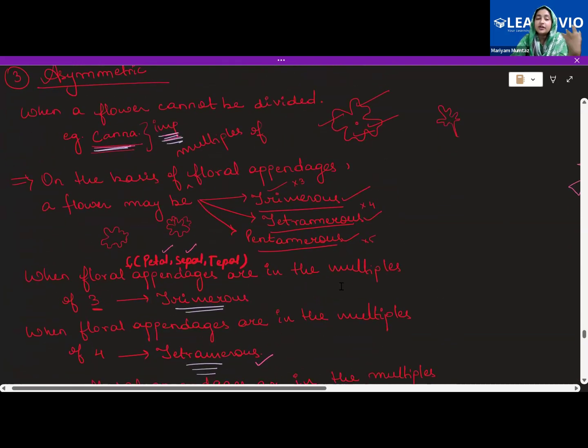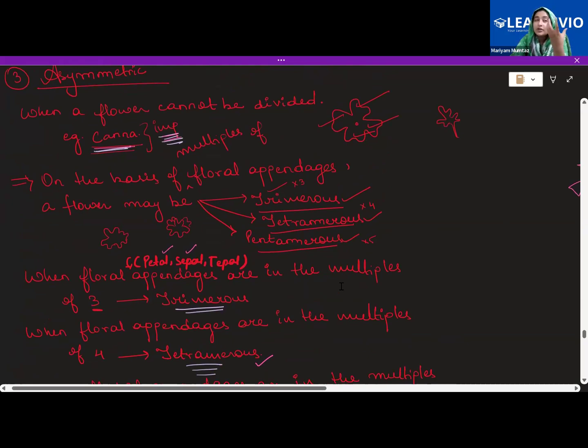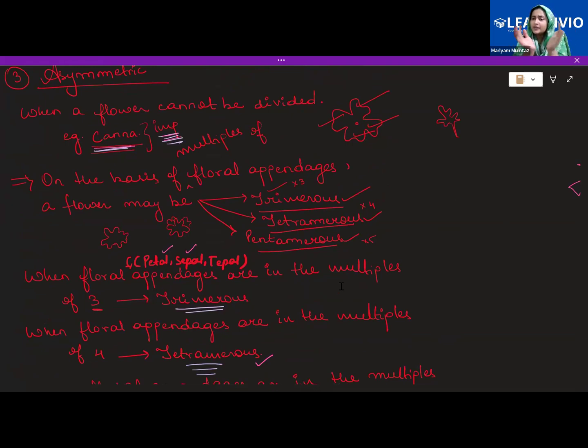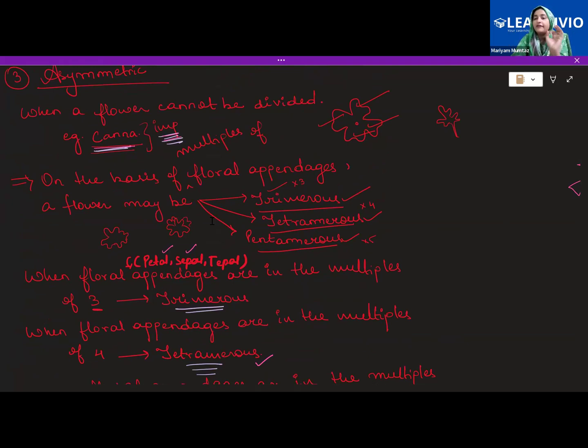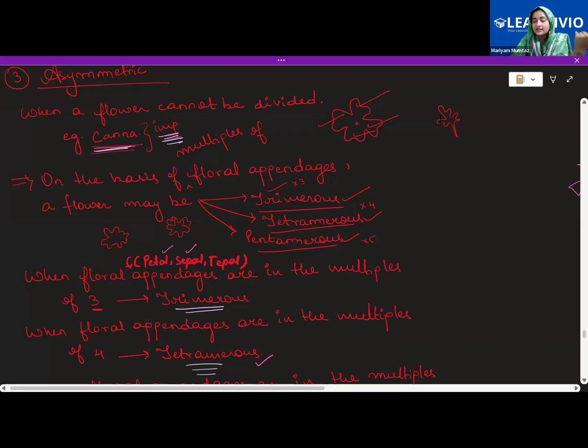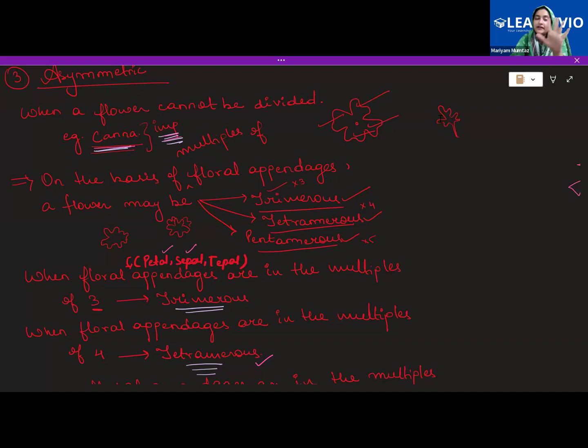So this was the symmetry of a flower. Now, in a flower, the number of petals could be in multiples of 3, 4 or 5, meaning their arrangement is very systematic. So on the basis of multiples of the floral appendages, a flower could be trimerous if everything is in multiples of 3. A flower can be tetramerous if everything is in multiples of 4. And a flower can be pentamerous if everything is in multiples of 5.